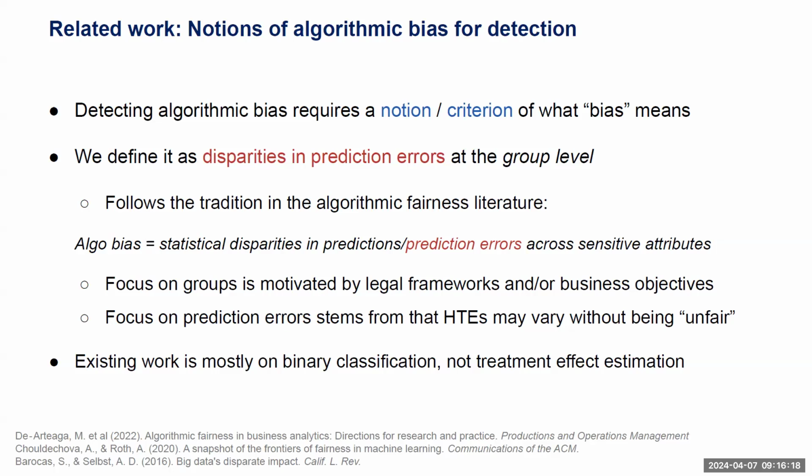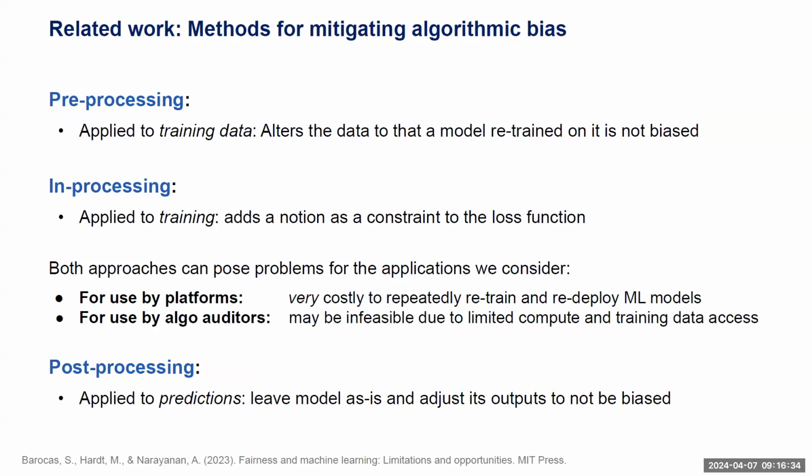It might be a good point here also that most of the work is on binary classification, where you want to classify somebody as to whether they should receive something or not, whereas here it's about the actual estimation task. Now that you want to address it, we must have some method for mitigation, and there are basically three ways to do it. Either you can use a pre-processing approach, which means you alter the training data such that if you retrain your model, it would achieve your notion of fairness. The second class of methods is called in-processing, and it addresses the mitigation during the training of the model.